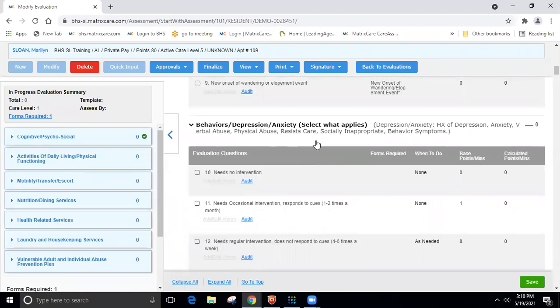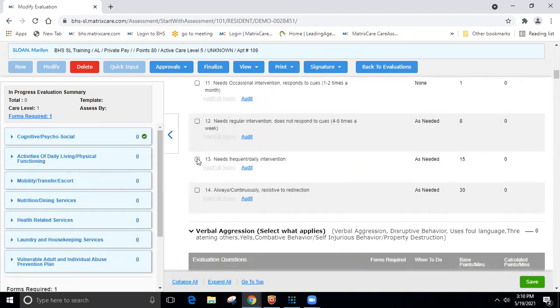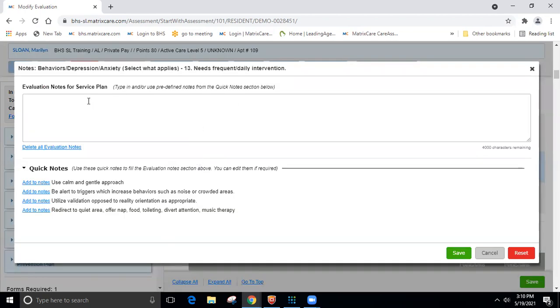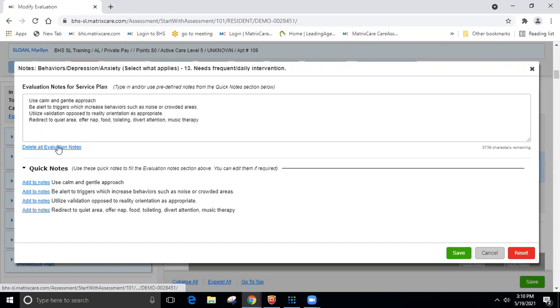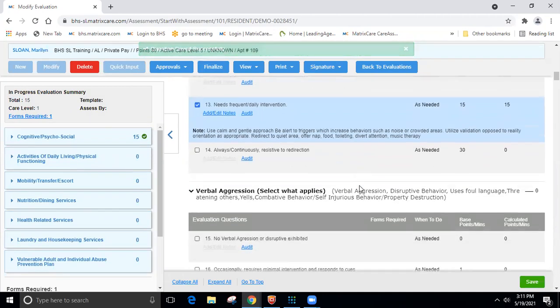Behavioral depression, anxiety, we want to select what applies here. You'll see some points are starting to show. So if they need frequent redirection daily, again, it's nothing the staff are going to have to sign off on, but it is information for how to care for the resident. And so there's always some quick notes, or you can free type information over to the staff. So there's your note here.